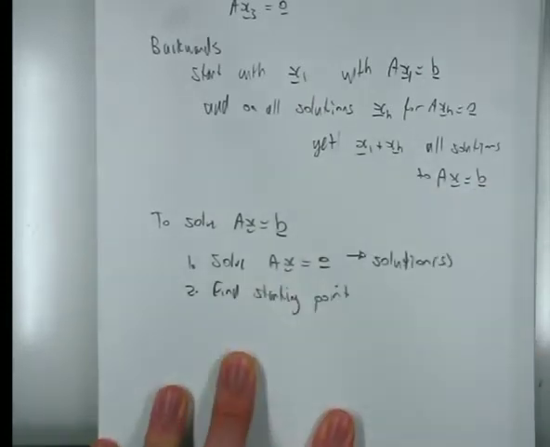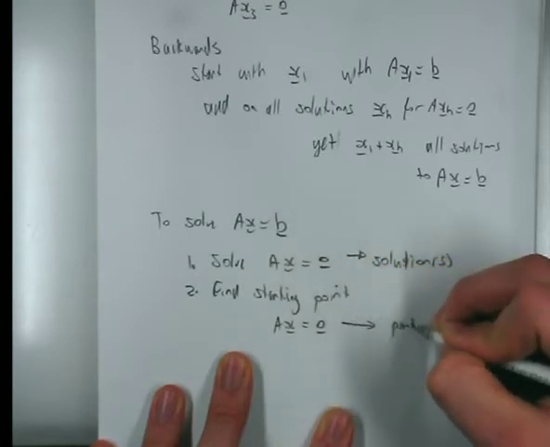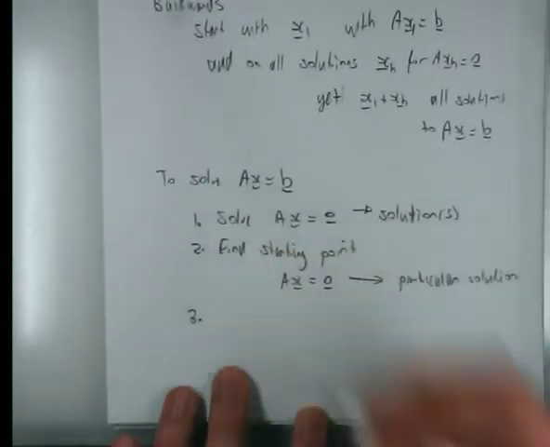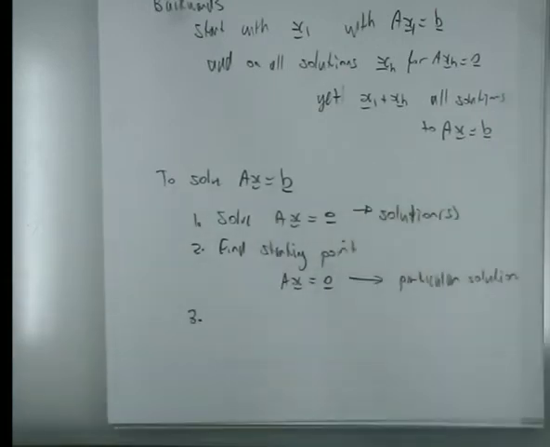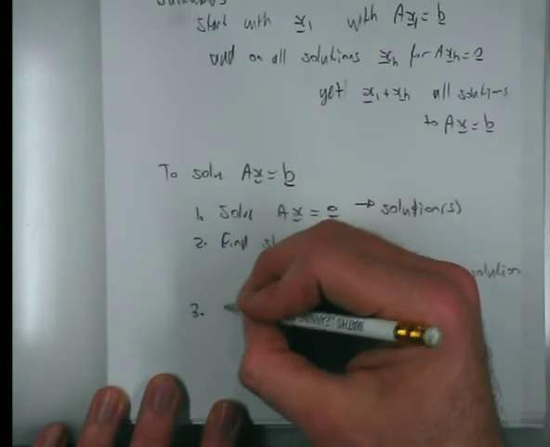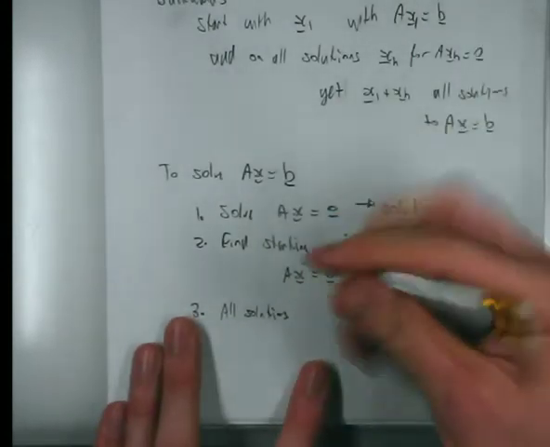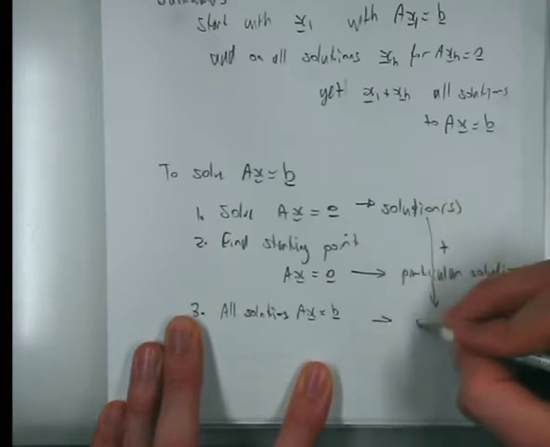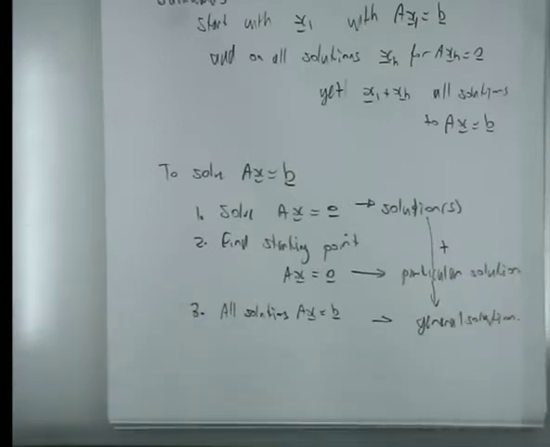which is called a particular solution. And then all the other solutions will start here at this particular solution and go by all of them, and you'll get all the rest of the solutions. So add them together and you'll get a general solution. Okay, that's the procedure.